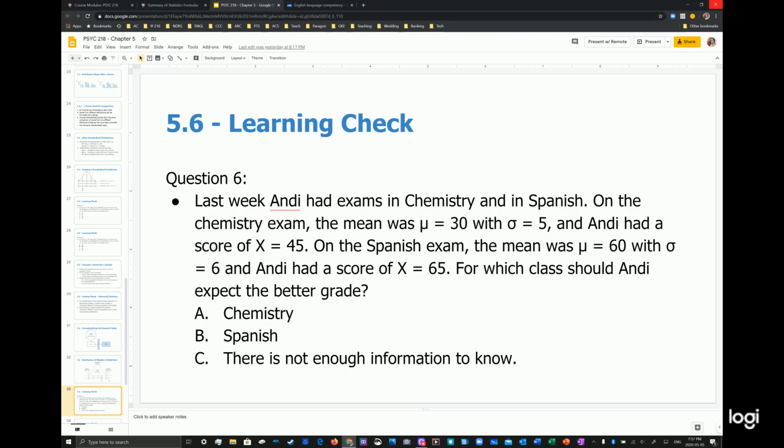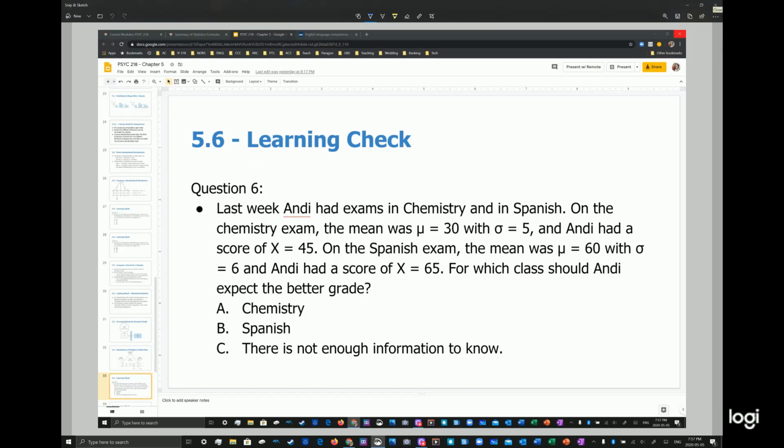for which class do you think Andy can expect a better grade? Again, you have everything you need. You have the raw scores of both tests. You have the means and standard deviations for both tests as well. So take a moment and see if you can figure it out.